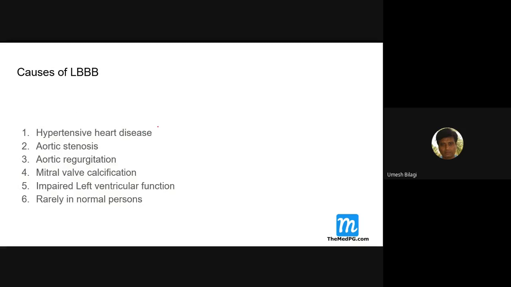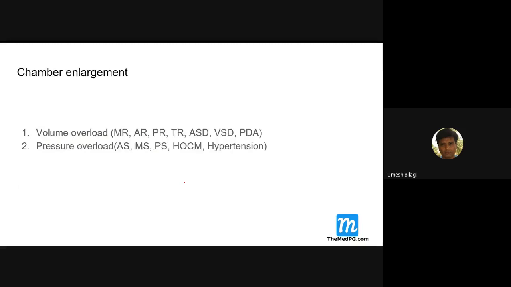Causes of LBBB: aortic stenosis, aortic regurgitation, mitral valve calcification, all these things. You can read them. Now something about chamber enlargement. There are two types of enlargement, volume and pressure. Volume means all the regurgitations: MR, AR, PR, TR, mitral, aortic, pulmonary and tricuspid regurgitation. All these regurgitant lesions will produce volume overload. All the stenotic lesions will produce pressure overload.